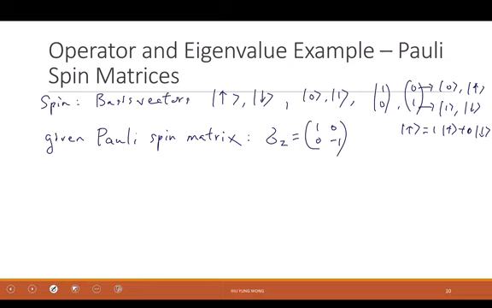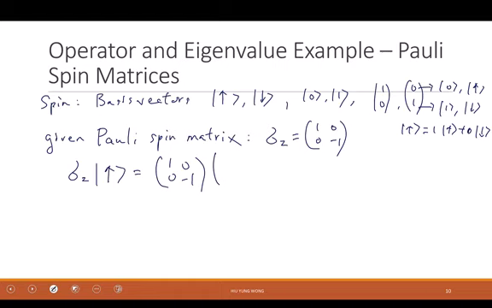Okay? Now, let's look at this. If I apply the Pauli spin matrix to spin up, what will you get? Do the substitution. [1, 0; 0, -1]. What is spin up in matrix form?